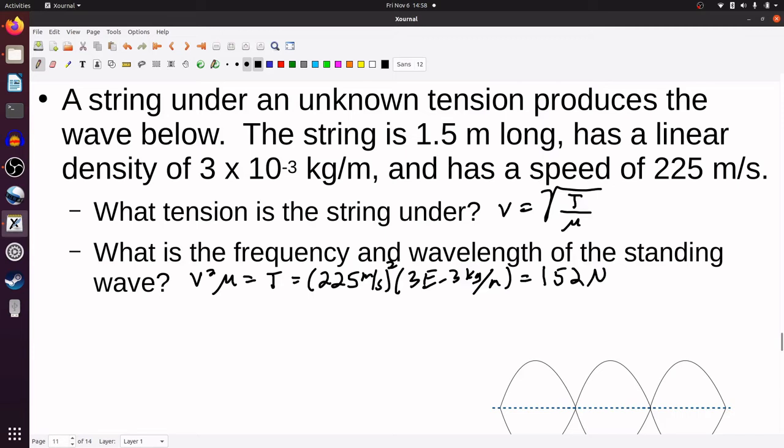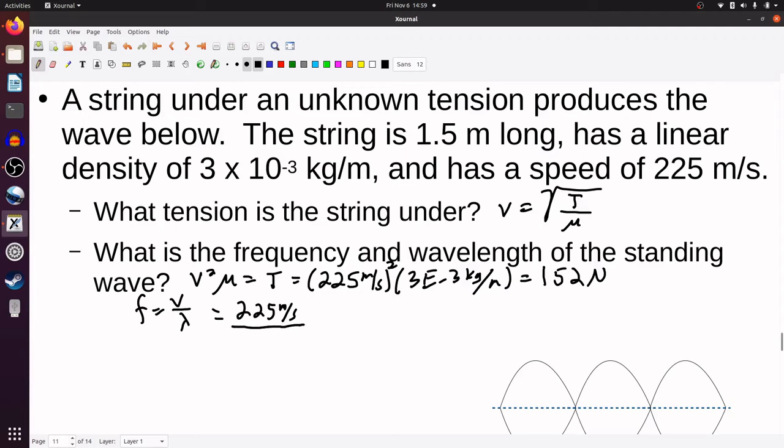So that guitar string, which is what I'm calling it, it may not be a guitar string, is under a tension of 152 newtons. All right, so that gives me the tension. And then part B is asking, what is the frequency and the wavelength of the standing wave? Well, I know that v equals f lambda. And then I know that f must be equal to v over lambda, because f lambda is v, right? And so I take my velocity of 225, and I'm going to divide that by lambda, my wavelength.